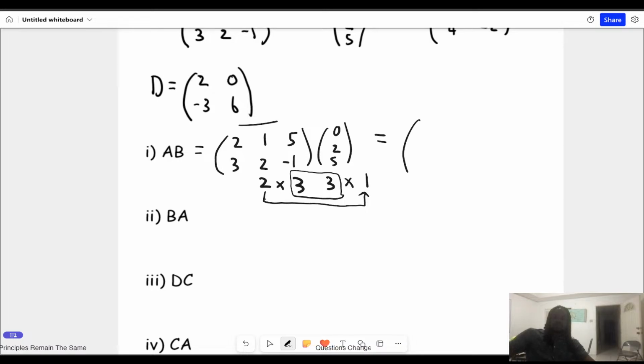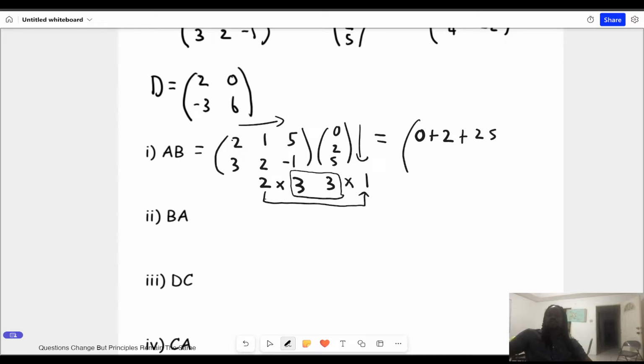Remember, row in the first, column in the second. That's the only direction we go. So horizontally in the first, vertically in the second. Row by column. So 2 times 0, first number times first number, 0. Because there are other numbers to multiply by, I'm going to have to do some addition. So 2 times 0, 0. I am now going to multiply by the 1, but I say plus. So 1 times 2, that is 2, plus 5 times 5, that is 25.